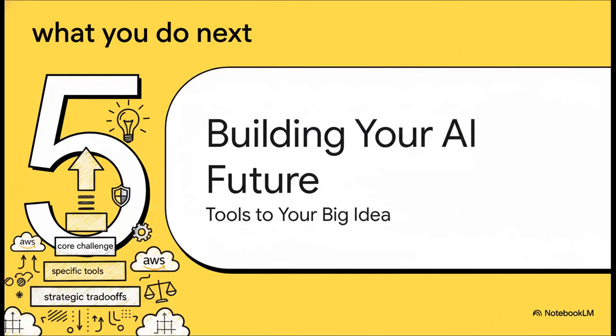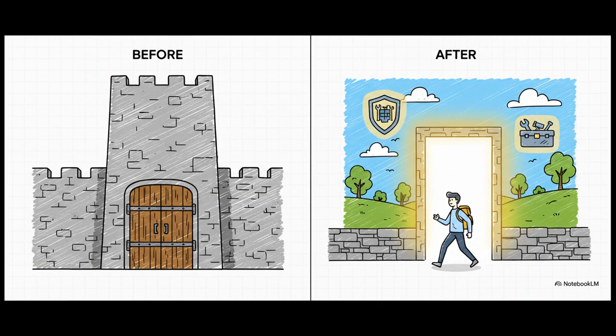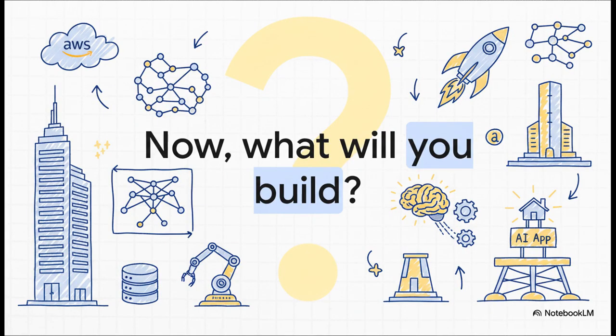And that leads us right to our final section, building your AI future. We've gone through the challenge, the tools, and the trade-offs. Now let's talk about what you're going to do next. Look, if there's one single thing to take away from all of this, it's this. The tools are here. The platform is ready. That massive barrier to building world-class generative AI has never, ever been lower. Which leaves us with just one final, really exciting question. And this one's for you. Now that you've got the blueprint, what will you build?